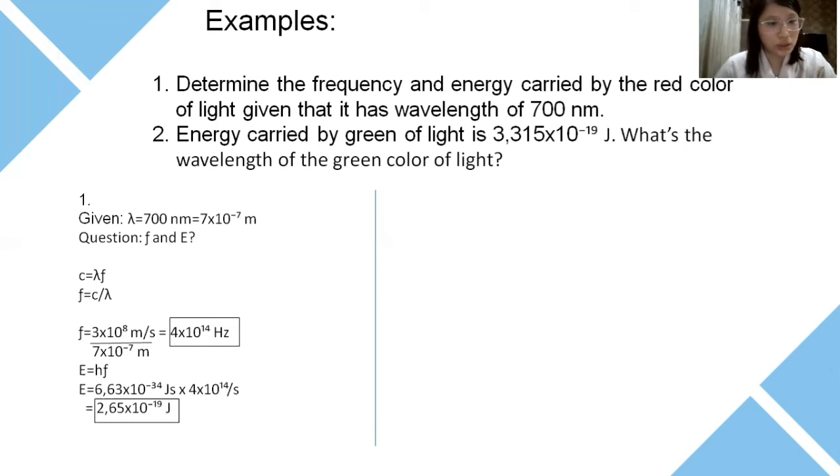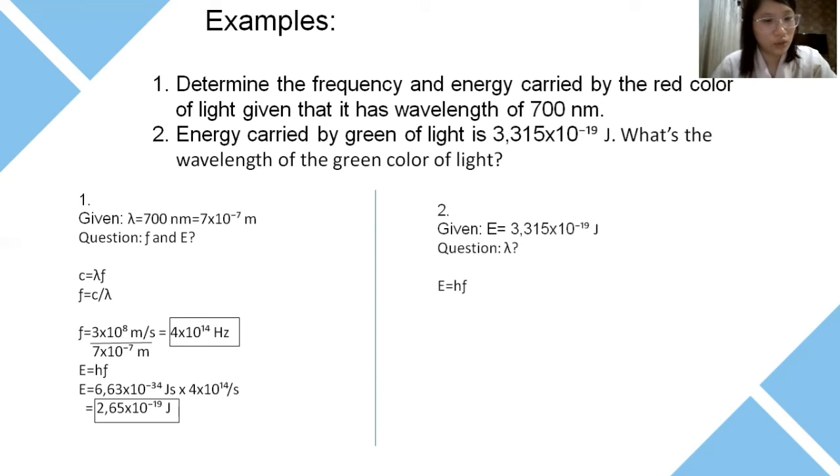For the next question, it's given that energy is equal to 3.315 times 10 raised to negative 19 joule, and we are asked to find its wavelength. Since frequency is not given, we'll have to substitute the f from the other formula. Since c is equal to f multiplied by lambda, f is equal to c divided by lambda.